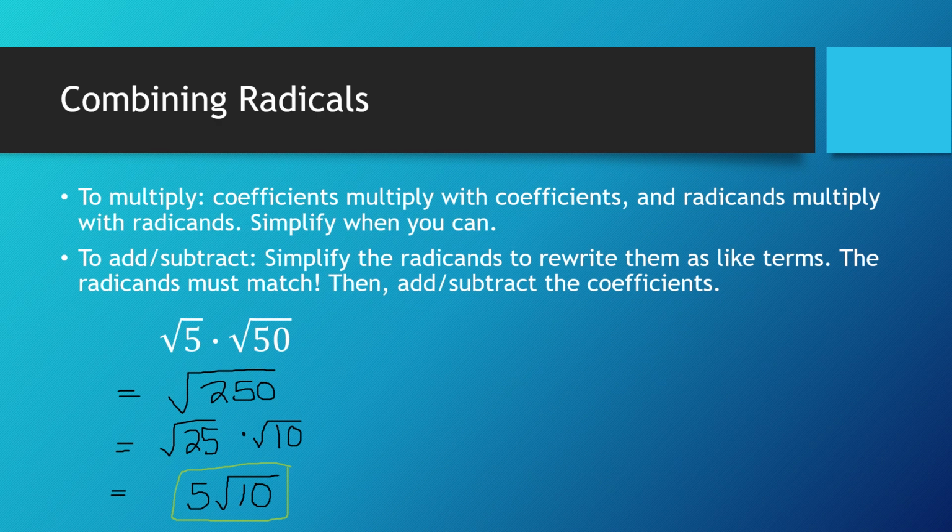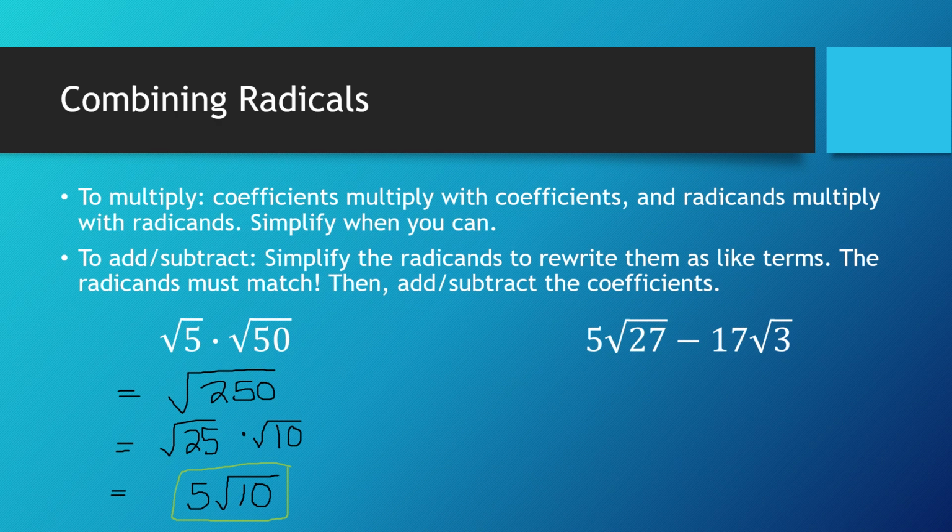When I'm adding or subtracting radical signs, that's what makes it a little bit trickier because sometimes you have to manipulate the problem before you can actually work with it. We need to make sure that the radicands are alike. They must match each other. Then we can add or subtract their coefficients. So let's try this problem right here.